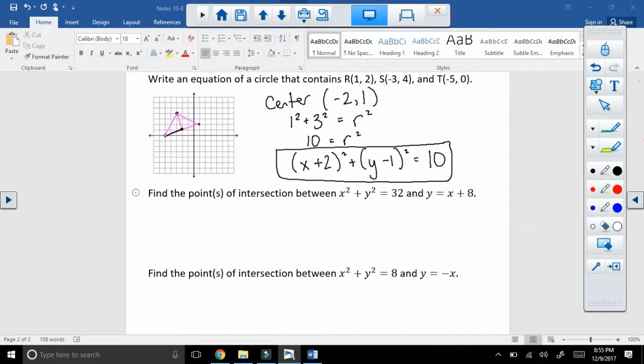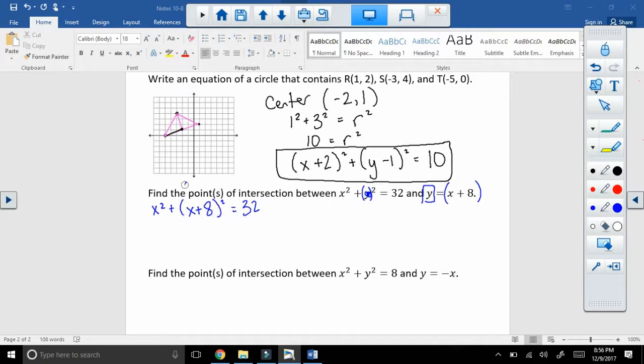For these last two, I would be setting up a system of equations. What I want to do is find the points of intersection for these, and setting up a system of equations is how you can do that. The best way, I think, to do this would be to use substitution, because you already know that y equals this. I would take that x plus 8 and plug it in place of the y here. So I'm going to do that. x squared plus (x plus 8) squared equals 32. And then I'm just solving this problem.